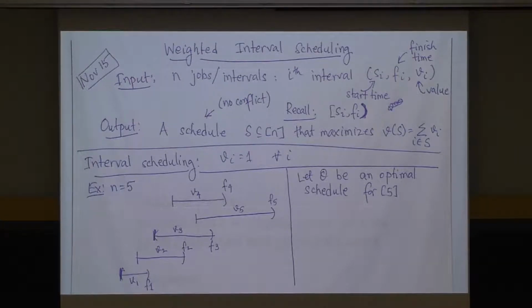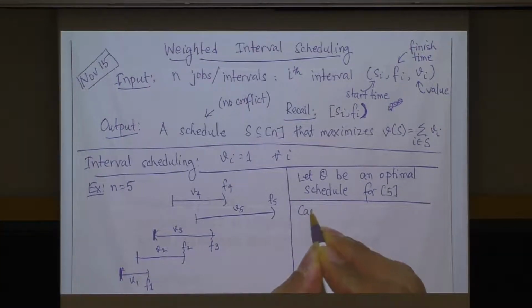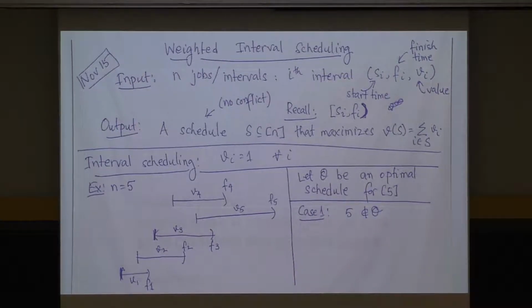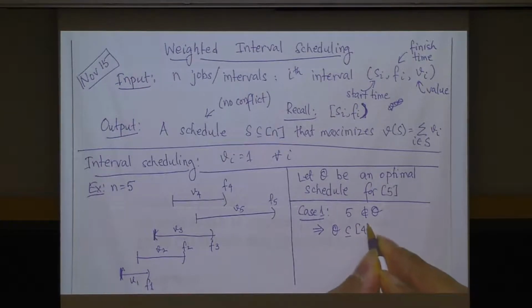Okay. So what we're going to look at are 2 cases. Either the 5th interval is in the schedule or it's not. I mean, there are no other possibilities. So let's look at those 2 possibilities and try to do some more reasoning. So the first case is we're assuming that the last guy is not in the optimal solution. If the last guy is not in the optimal solution, then just trivially it follows that the optimal solution only picks intervals from the first 4 intervals, right? Because there are 5 intervals and you said I don't have the last guy.